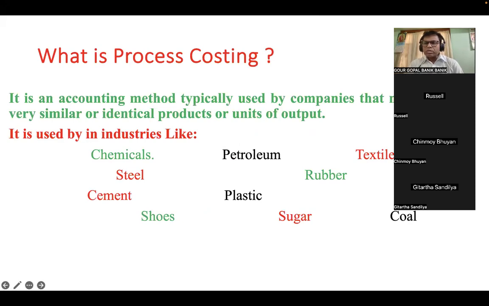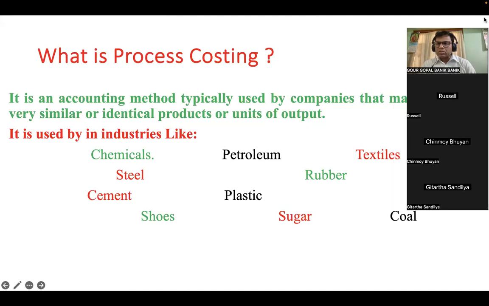I hope you can see this slide. Let me put it on the right side. I think you can see this. Process costing is a cost accounting method used by companies that may vary.